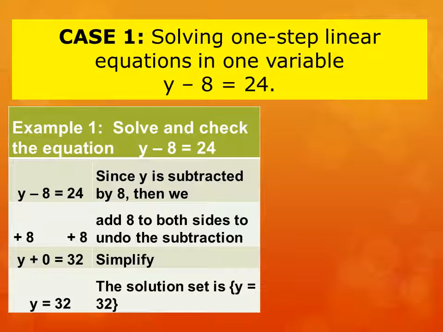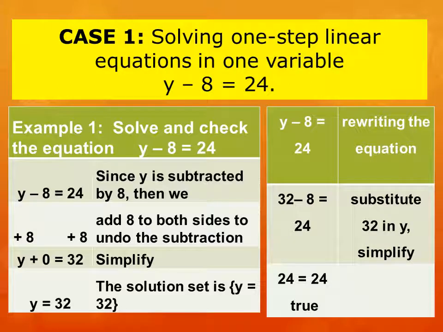Then, let's check if 32 is really the value of y. You can rewrite the equation y − 8 = 24. Then after that, substitute the value of 32 in y, then simplify. So it becomes 32 − 8 = 24. Then if we simplify 32 − 8, that is 24 = 24. Then our answer is correct.